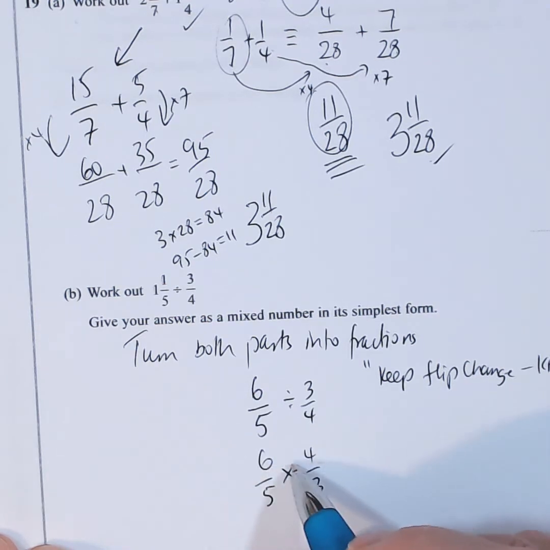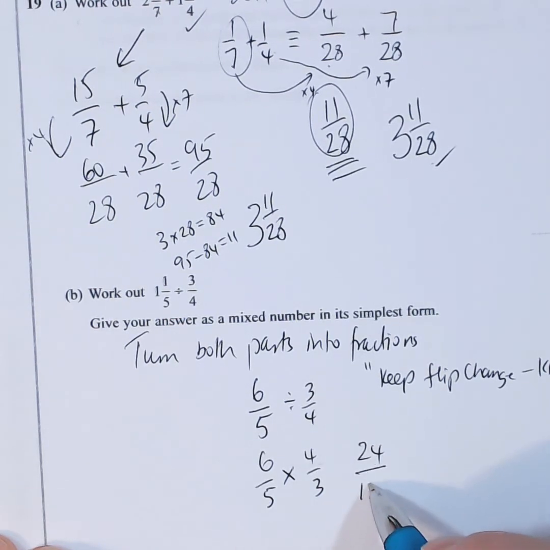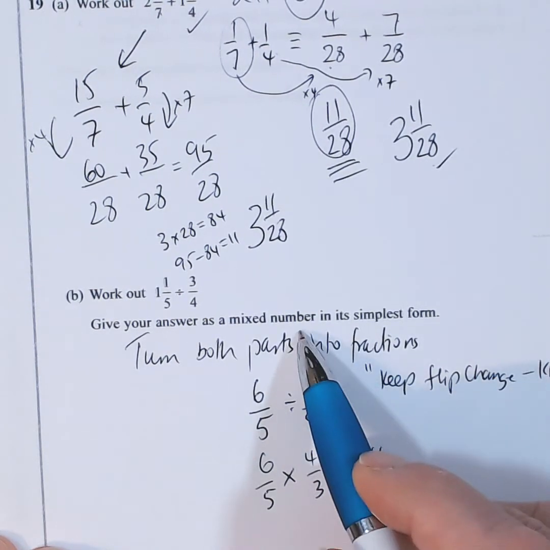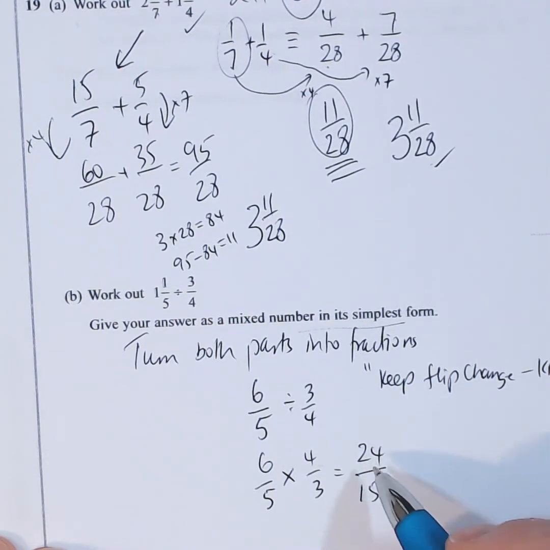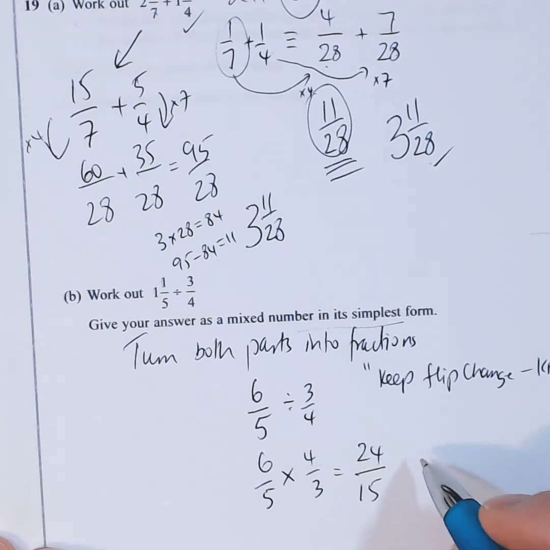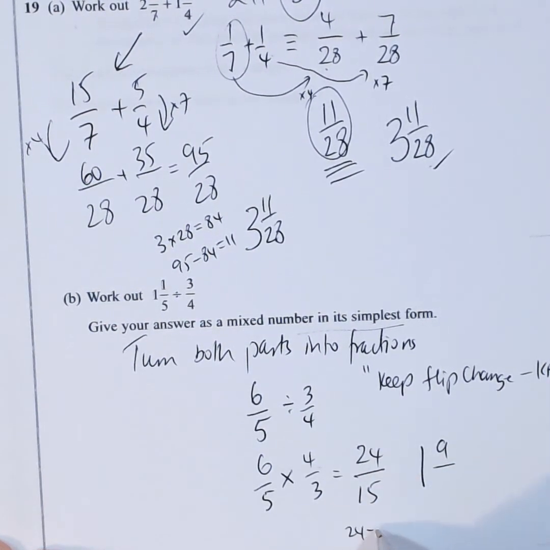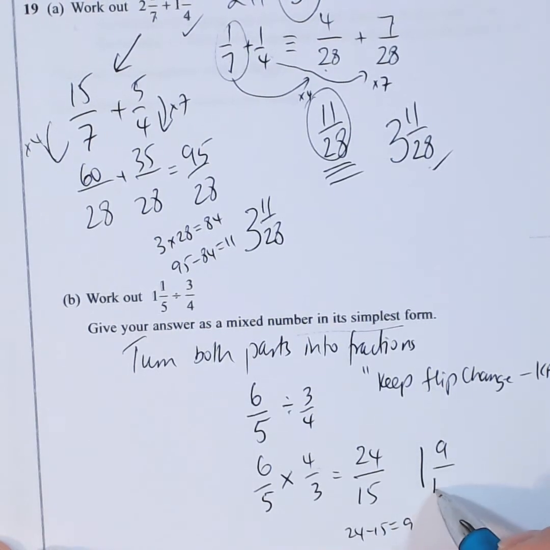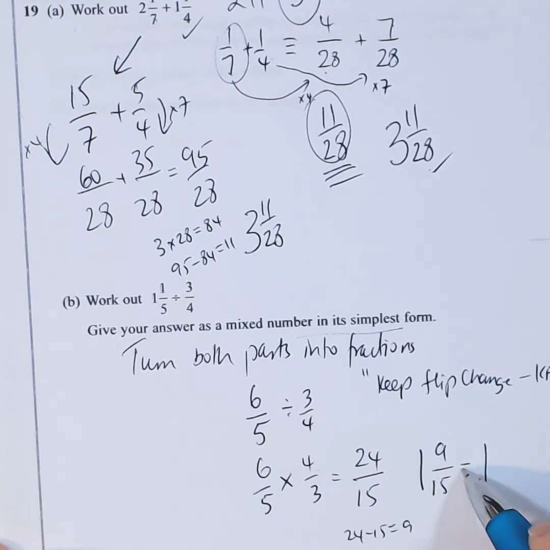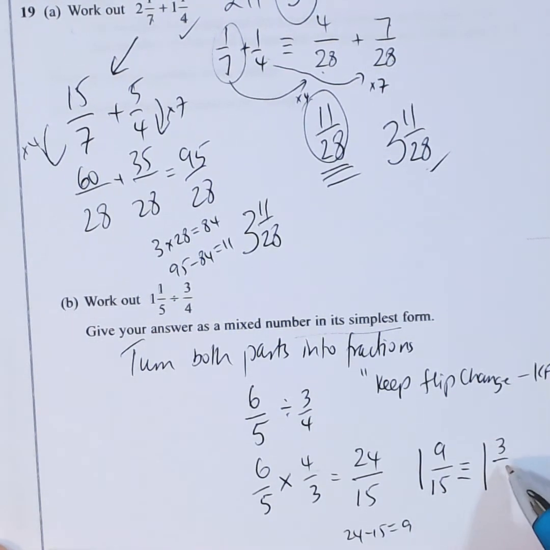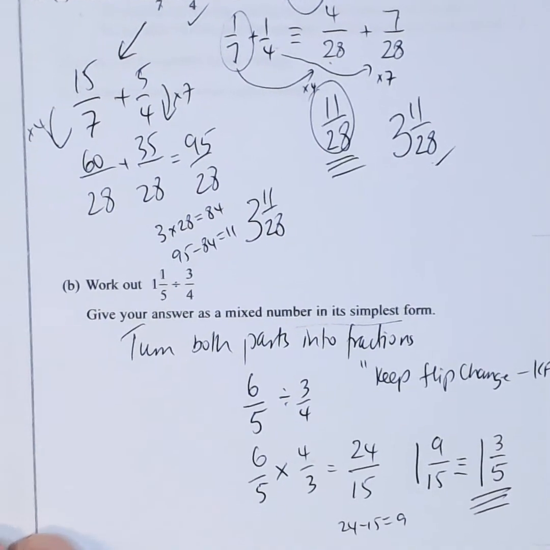And then when you multiply fractions, you multiply the numerators, 24, multiply the denominators, 15, and the question did say writing it in its simplest form, so in other words we've got to turn it back into a mixed number. So how many 15s in 24 is 1, leaving 9, so 24 take away 15 equals 9, so we've got 9 15ths, but then we recognise that 9 and 15 both divide by 3, so that's equivalent to 1 and 3 fifths, so the final answer would be 1 and 3 fifths.